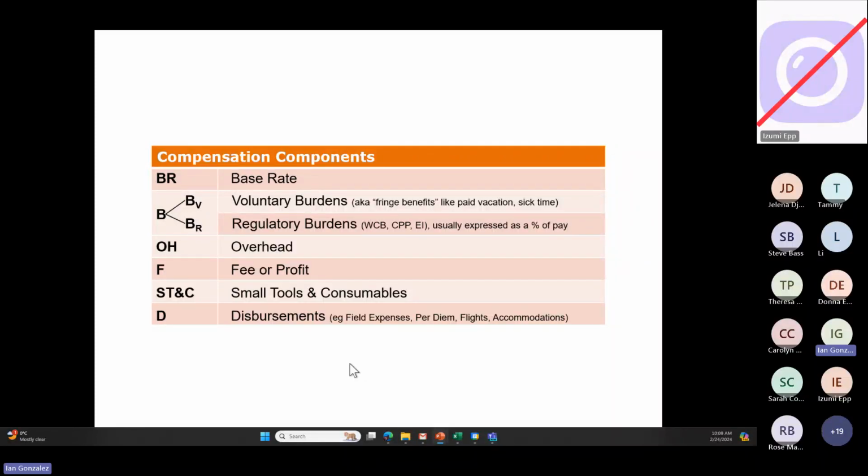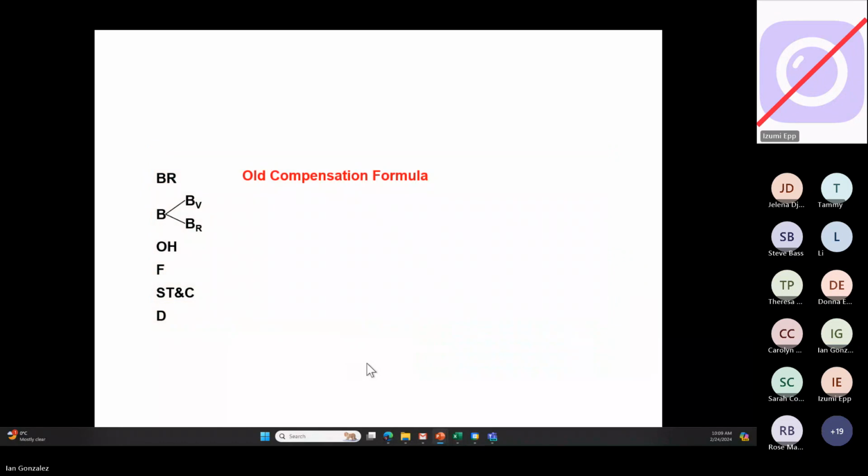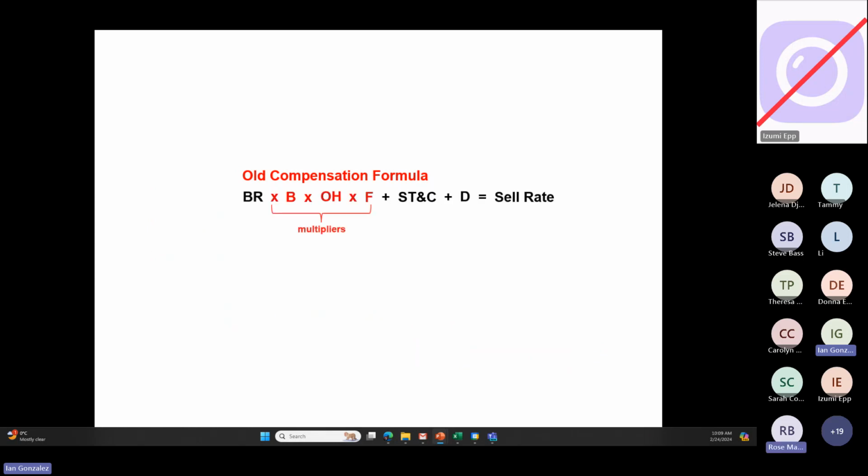That's typical compensation components. Now here's how, if you don't scrutinize this very well, a supplier could give you the old compensation formula, the one that looks right and works out on paper, but they will take these burdens, the overheads and the fee as multipliers. In other words, they're a percentage of the base rate. So the higher the base rate, because maybe the person's more senior, the higher their burdens will be, and overheads and fee. Makes sense, right?